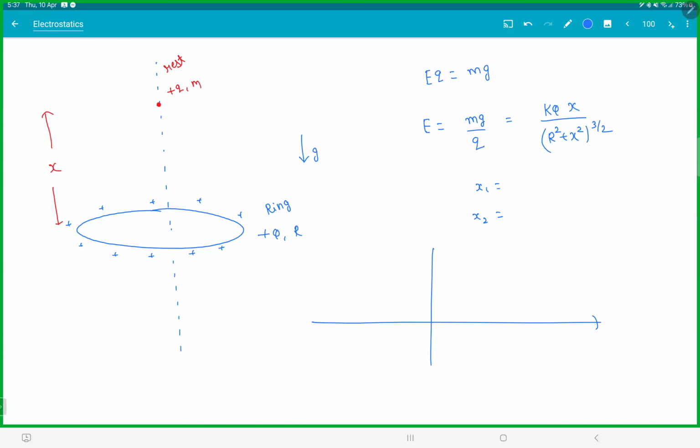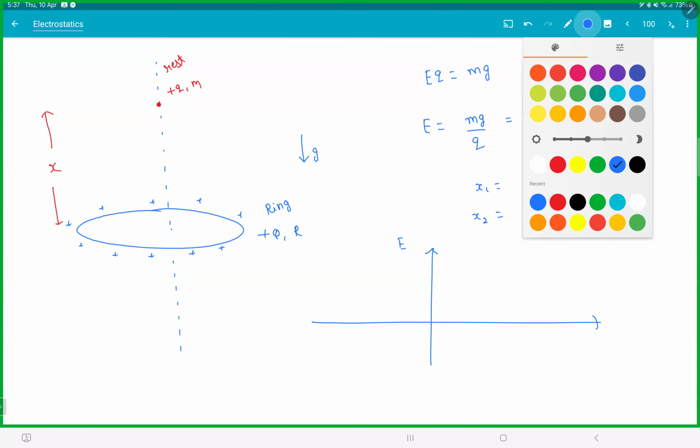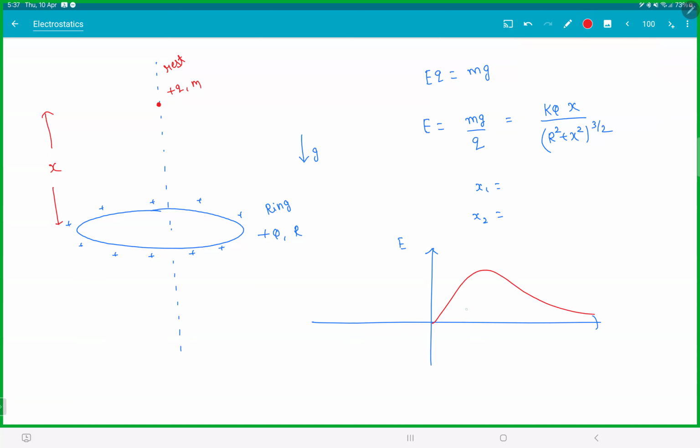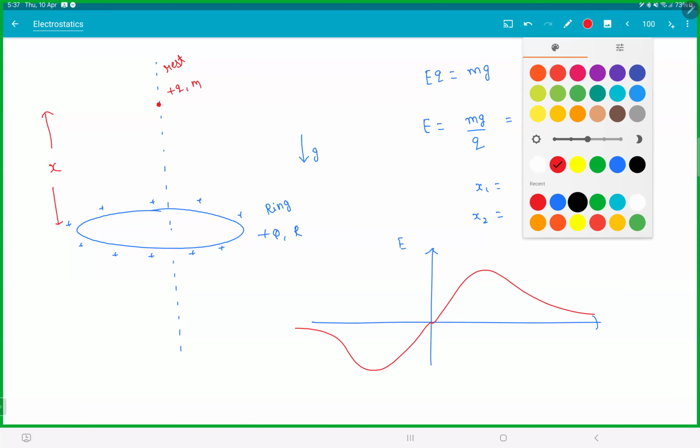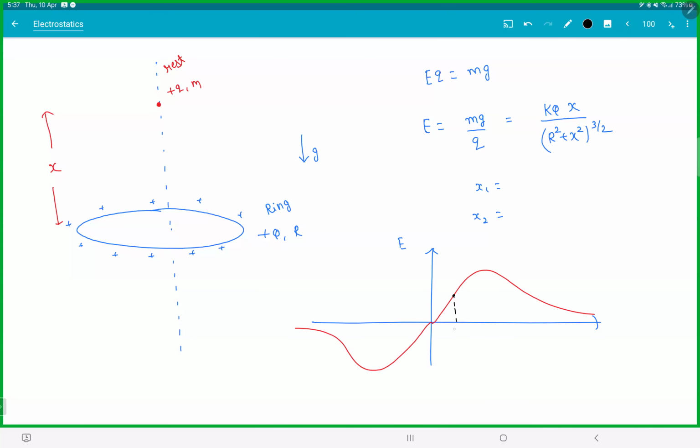So you can also argue this from a graph. So this graph which you get here, there are 2 positions here, x1, and there are 2 positions here, x2, for which you get the same amount of electric field. That means you can keep the particle at 2 positions to be in equilibrium. Is that understood? So they'll be on either side of r by root 2. But between both of them, there's only one in stable equilibrium, one is unstable. How do you figure out that part?